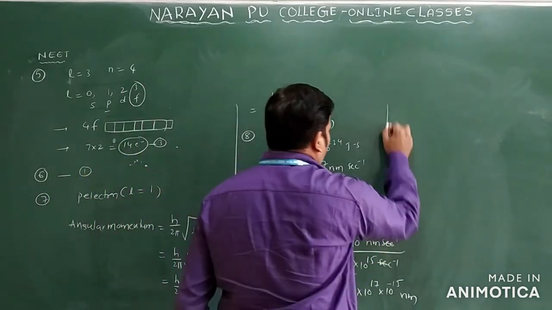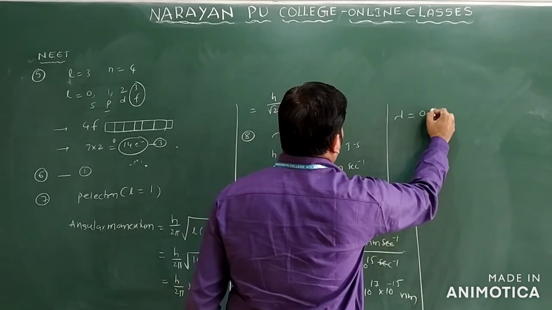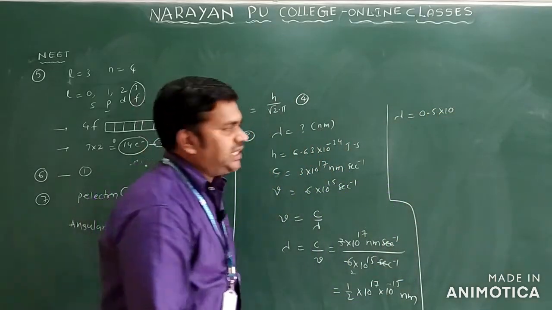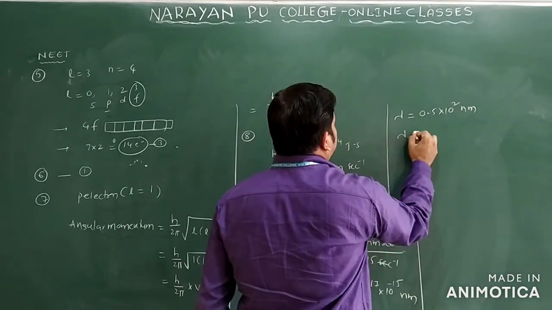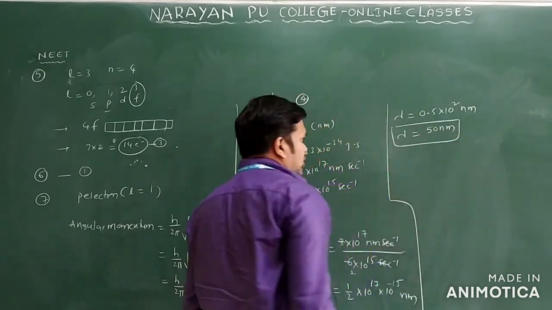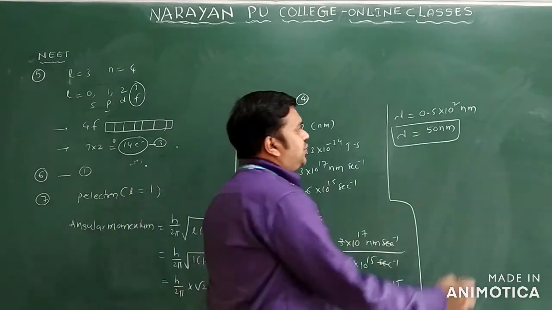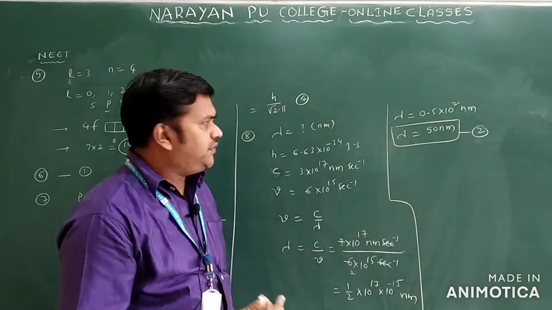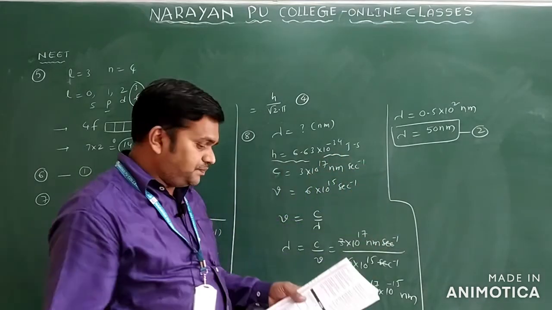So 1 by 2 value is how much? 1 by 2 is 0.5. Lambda is equal to 0.5 into 10 power 17 minus 15. How much will you get? 10 square only, 10 power 2 nanometer only. So this I will write as 50 nanometer. What answer will you take? You will take option 2 for this question only. Yes, Planck's constant is already given, but there is no use of Planck's constant in this question.